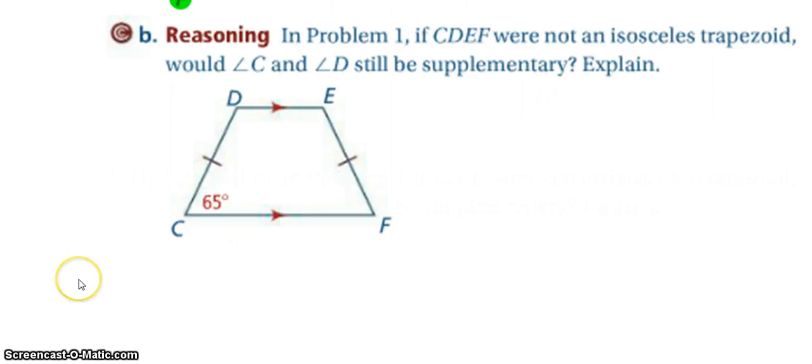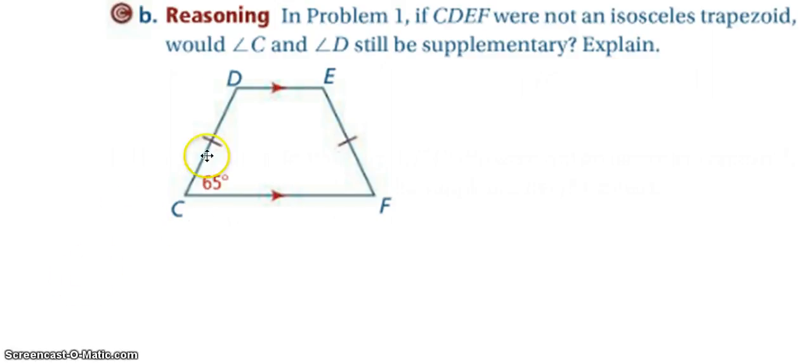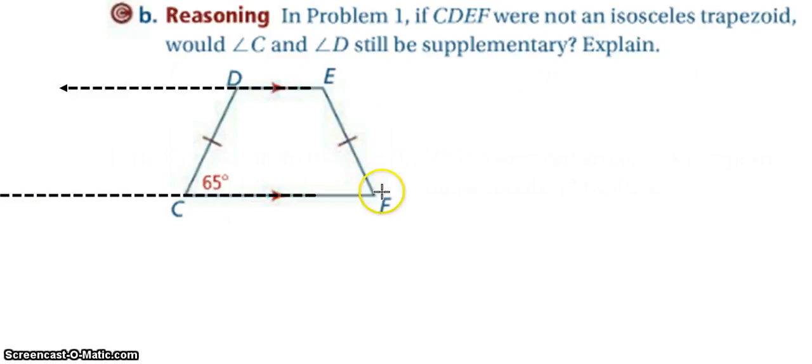Part B is asking us in problem 1 if CDEF were not an isosceles trapezoid. So we've got CDEF right here. It is shown as an isosceles trapezoid. But if it were not, would angle C and angle D still be supplementary? Now, being that it's a trapezoid, we know that my bases have to be parallel. So I've got these parallel bases here. And even if EF got shorter, so that would move F this direction, even if F came almost right below E, C and D would still share the supplementary relationship because they are same side interior angles. These parallel lines will never not be parallel because it's a trapezoid. They have to be. So therefore, I always have that these angles would share that supplementary relationship.